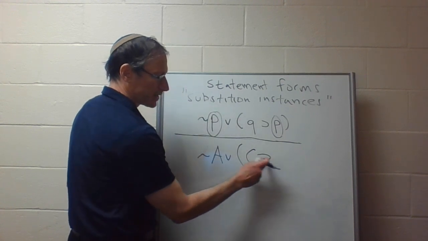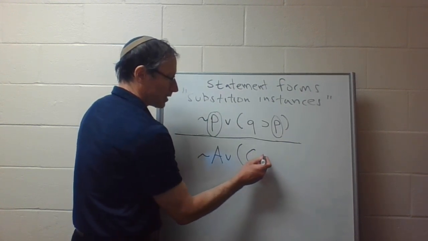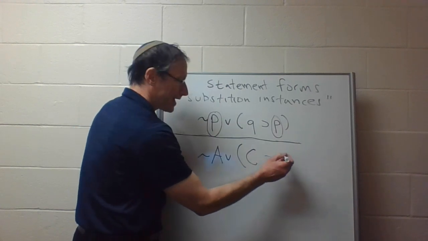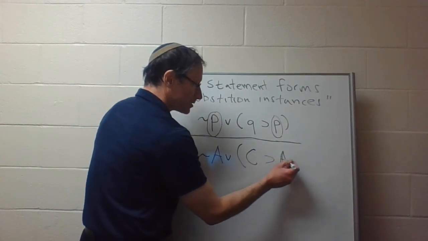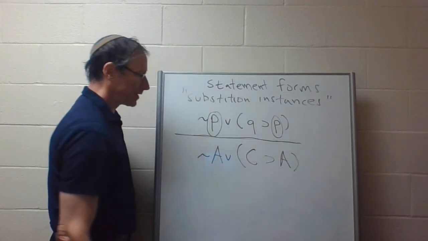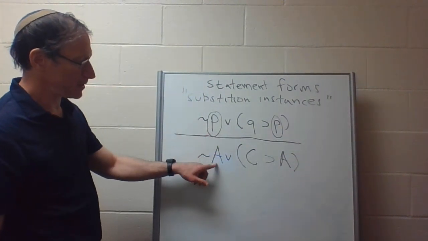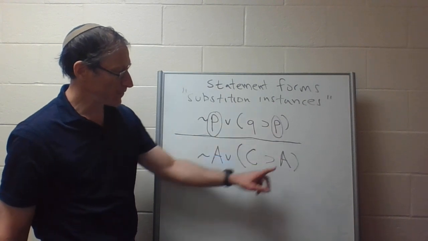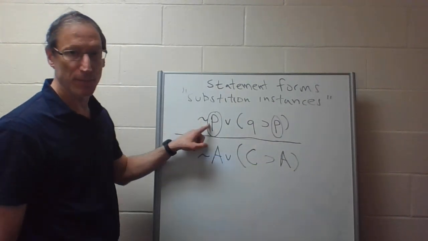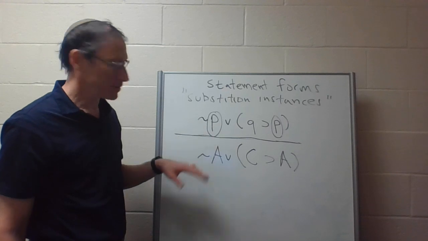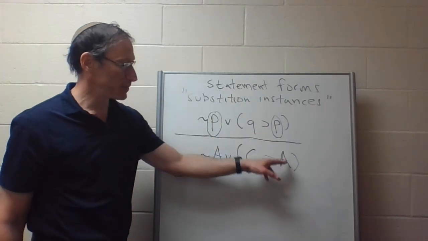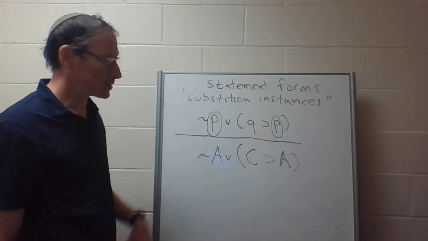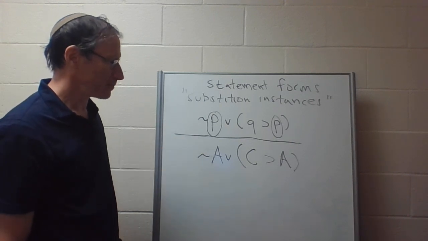Now do I want to say not A here, or do I want to say A? I want to say A, because what's happening here is that P is being substituted by A, so therefore P has to be A over here. Now this tilde is not internal to P, so whatever P is here, P has to be the same here, so this would be a good substitution instance of this statement form.